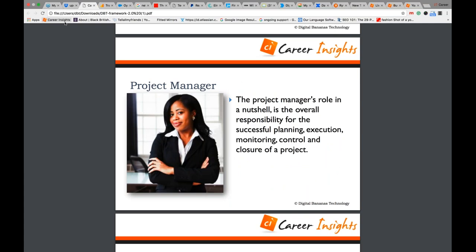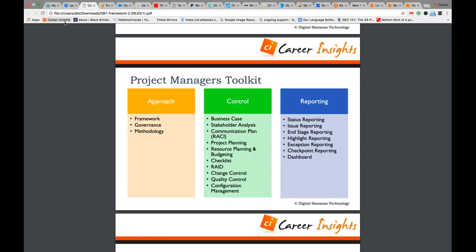The project manager, in a nutshell, has responsibility for the successful implementation of the project itself. So he manages, monitors, and controls the project, not the program. Remember, a program is a portfolio of projects, and a project is part of a program. The project manager has a toolkit: his approach, which is the framework that you'll be taught, the governance structure that we use to manage projects, and the methodology, either Waterfall, Agile, Prince2, or whatever methodology he's going to be using.